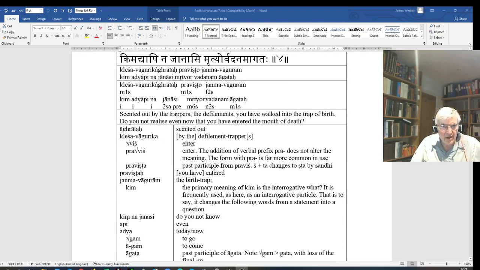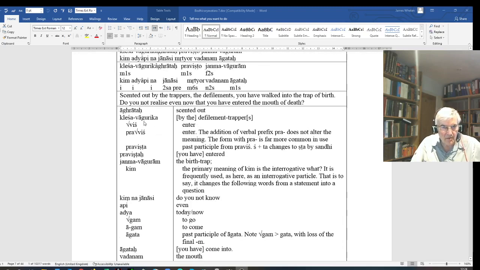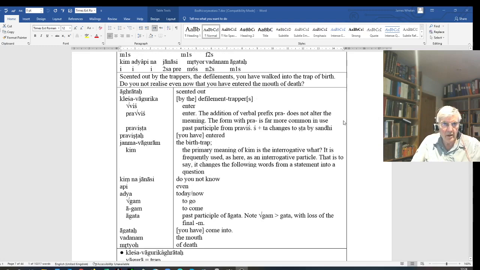You'll see that where we've got these parallel columns, you've got the Sanskrit on the left and the English, part translation, but mostly explanation on the right. If you look now at the English, you'll see some entries are right up to the left margin, like centered out by the defilement trappers, and others are indented. I will explain the meaning of that.